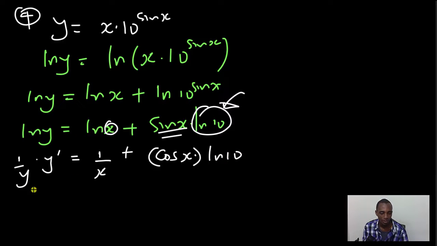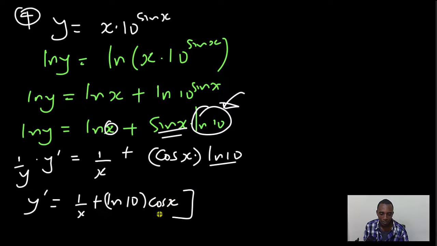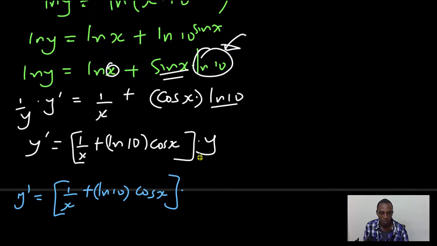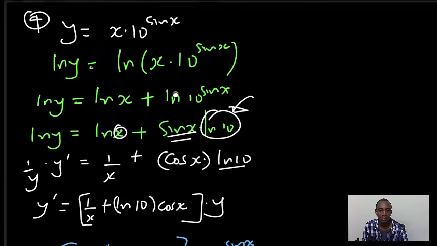Okay. Alright, so finally we bring our y over to this side. So we have 1 over x plus natural log of 10 times cosine of x, all this multiplied by y, and then I write what y is. So finally we have the derivative as 1 over x plus the natural log of 10 times cosine of x, all this times y, which is x times 10 to the power sine x. Alright, this is nice. Let's see, this is problem number 4.